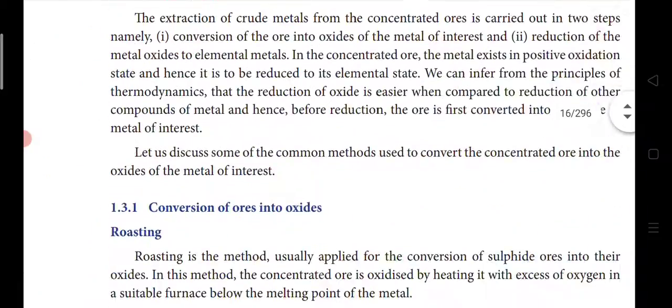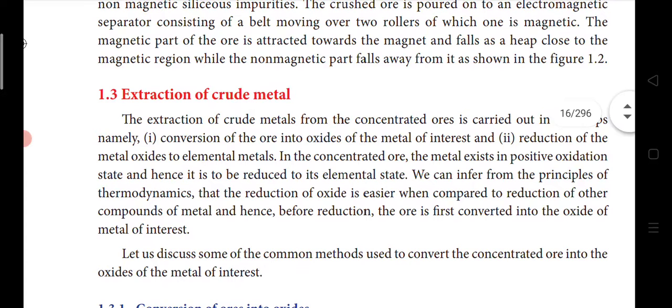In the next class, we will see the extraction of crude metal, how to extract crude metals from the concentrated ores. Today you will be having an assignment. 2 mark questions will be given. The question answers are from these pages only. Try to get the answers, listen to the video completely, write your assignment neatly on A4 sheets and send the answers to me, and then file the paper neatly.